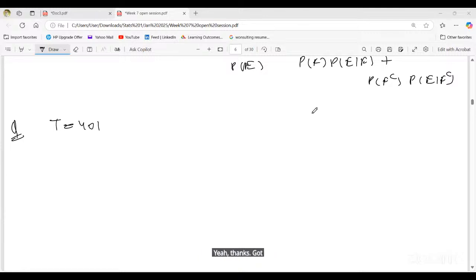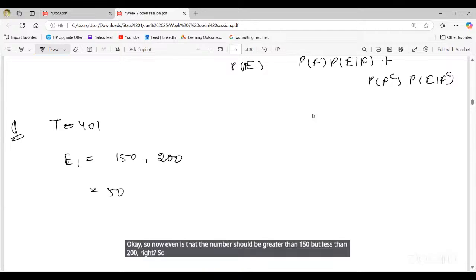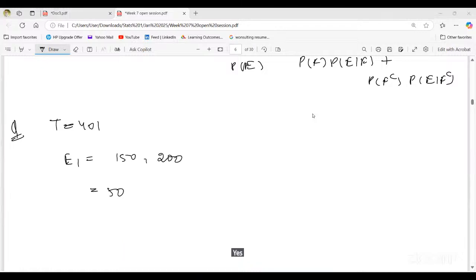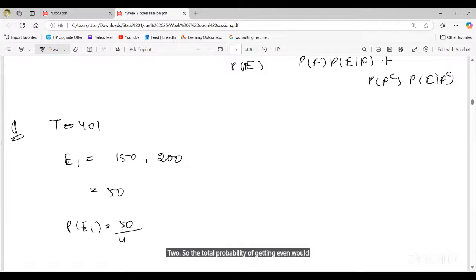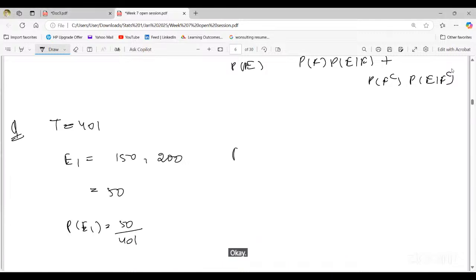Okay, so now E1 is that the number should be greater than 150 but less than 200, right? So in total, I'm having 50 numbers, correct? Yes, ma'am. So the total probability of getting E1 would be equal to 50 by 401, right? Yes, ma'am. I got that. Okay.